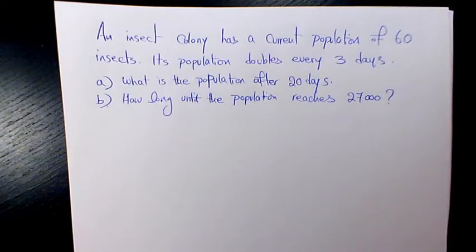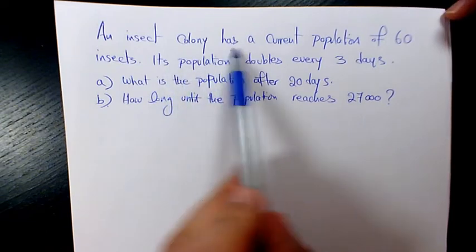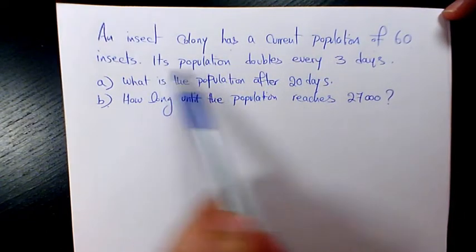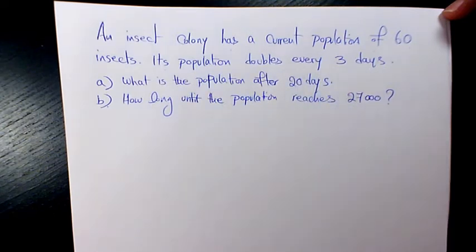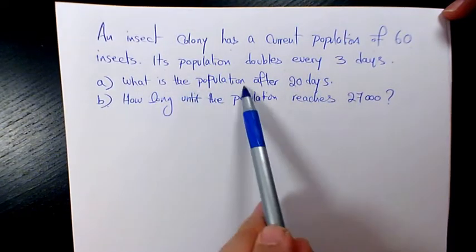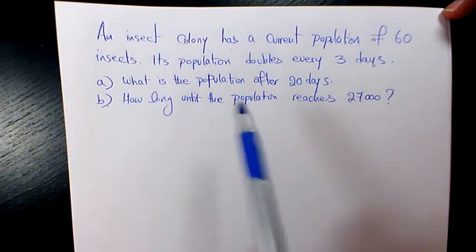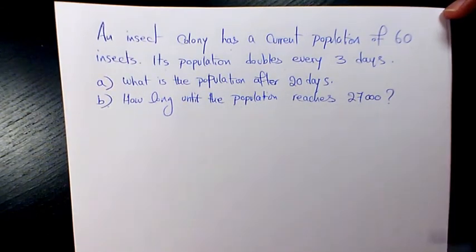Now the next example says an insect colony has a current population of 60 insects. Its population doubles every 3 days. What is the population after 20 days, and how long does it take until the population reaches 27,000?